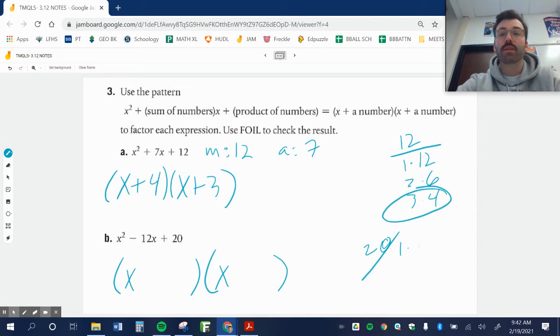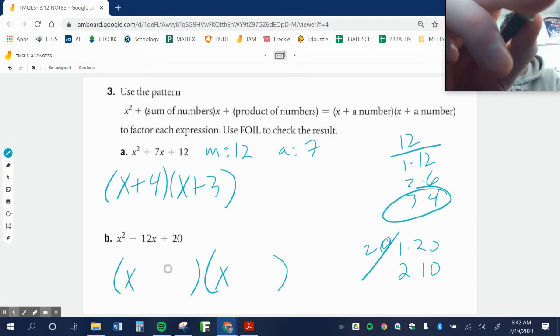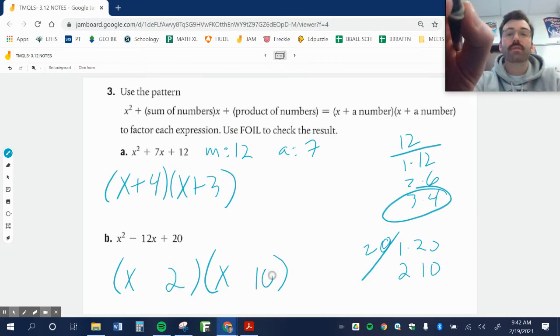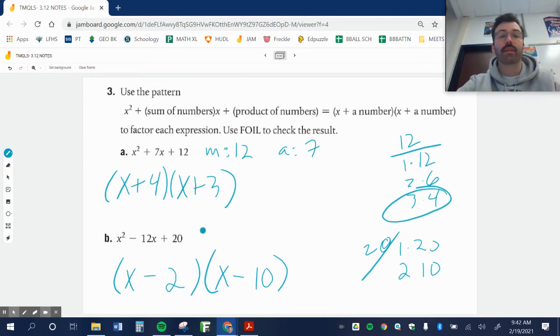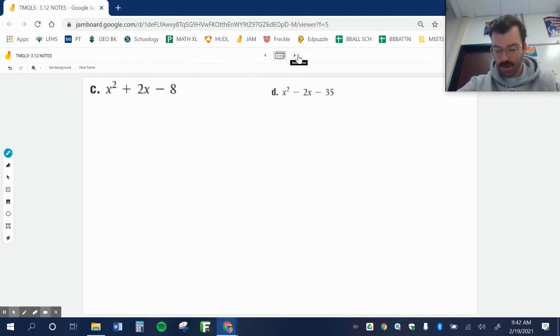So I have 1 and 20, and 2 and, I'm going to stop there, 2 and 10. Well, if both of these are negative, I will get the positive 20 that I want. All right, let's keep going. Let's try C and D.